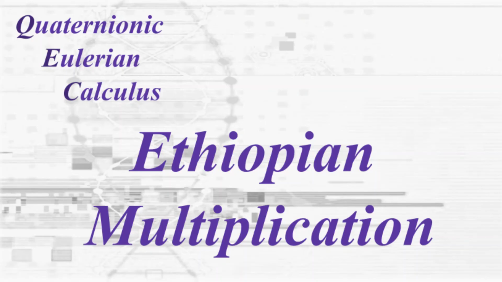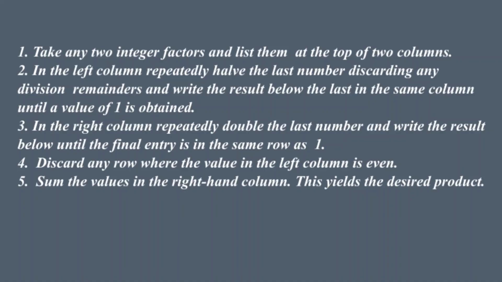Now, even though I presented proof of the Collatz conjecture at the beginning of the video, I will still end this video with another proof of the conjecture. This proof will be based upon Ethiopian multiplication. Ethiopian multiplication is a method of multiplying integers using only addition, doubling, and halving.